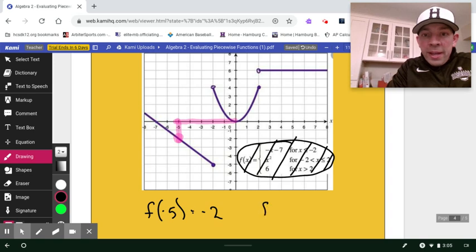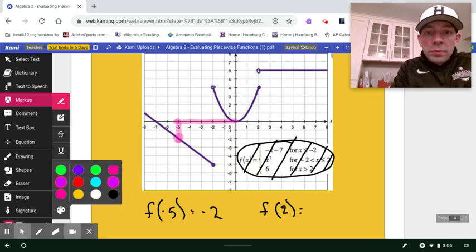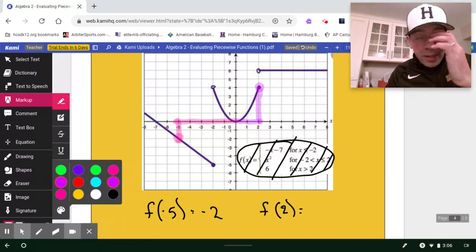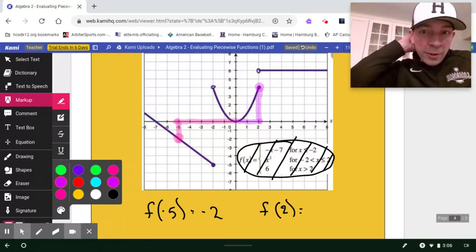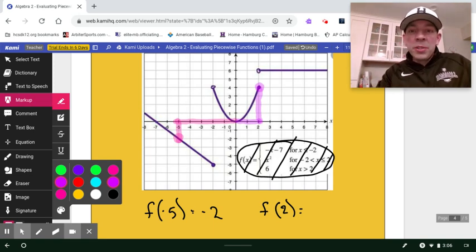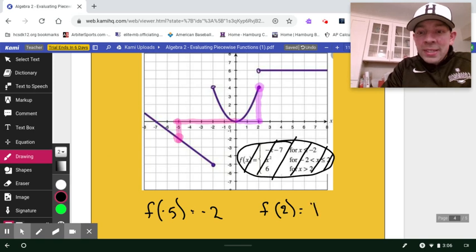All right, what's f of 2? This is an interesting one. So now you're going to go to 2, you go up until you hit the graph. In this situation, you're going to focus on the closed circle, ignore that open circle that's just above it. It's kind of like the moment where the piecewise function jumps or skips. You're going to look at the closed circle only. So the answer is 4, not 6.